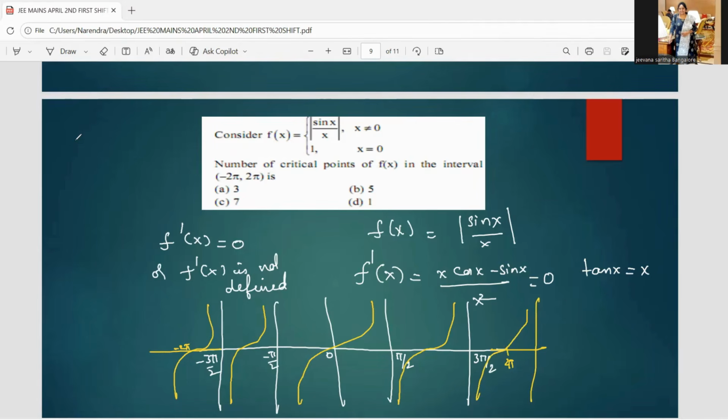When we try to draw the line y is equal to x, that would be a straight line through this. You can see the number of points where it meets tan x within the given region is going to be 3 points. 0 is one of them. The other two are very close to 4 in radians.